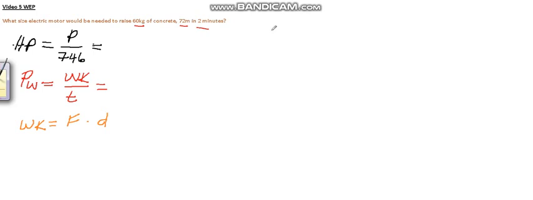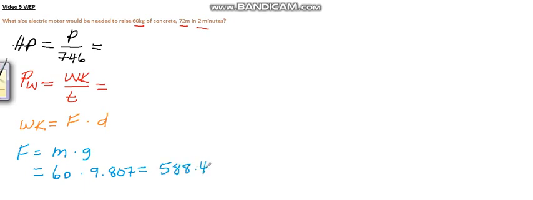So we can move on and say, okay, well, what kind of force is this? It's being raised, so our force is going to be equal to mass times the gravitational constant. And that gravitational constant we know is 9.807 meters per second squared. And we know our mass, which is 60 kilos. So we'll write that down: 60 kilos times 9.807 gives us 588.42 newtons.